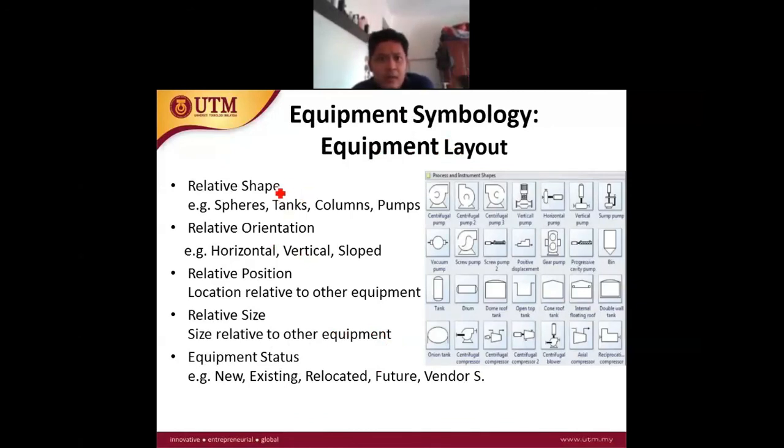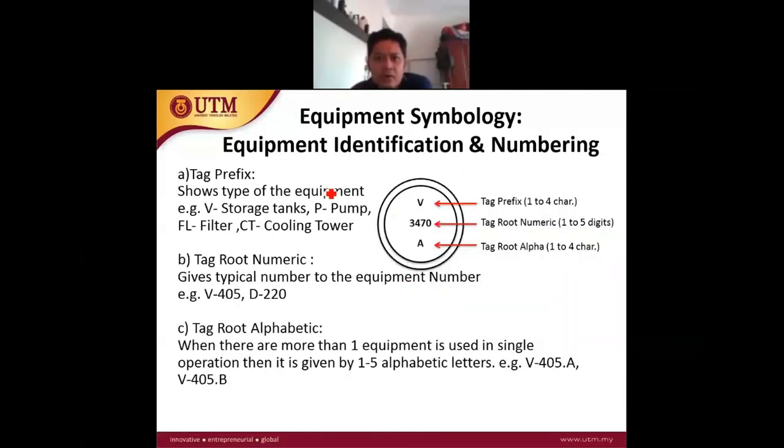Equipment shows us the shape, like sphere, tank, column, pumps. Also the orientation, whether the equipment is horizontal, vertical, or sloped. And then the size, and then the status. For example, this is a vertical tank. We have a vertical pump or horizontal pump, or vertical pumps with different sizes. It shows us the layout, and also the symbol. This is very important.